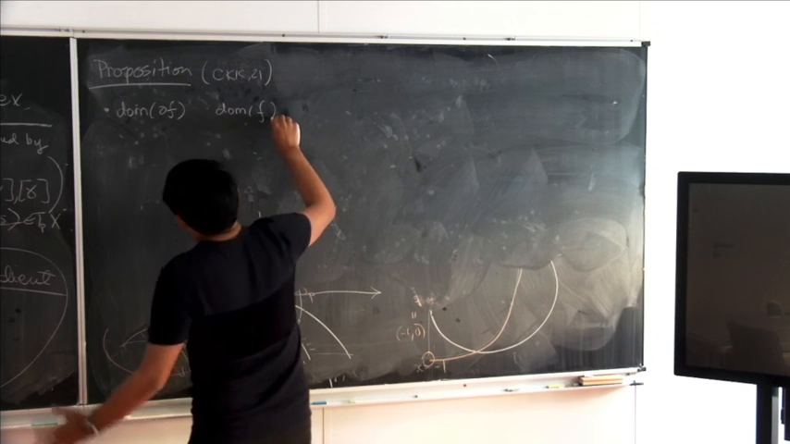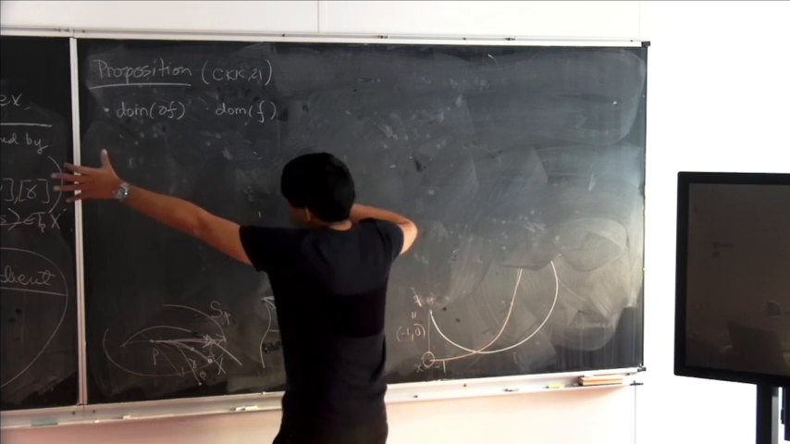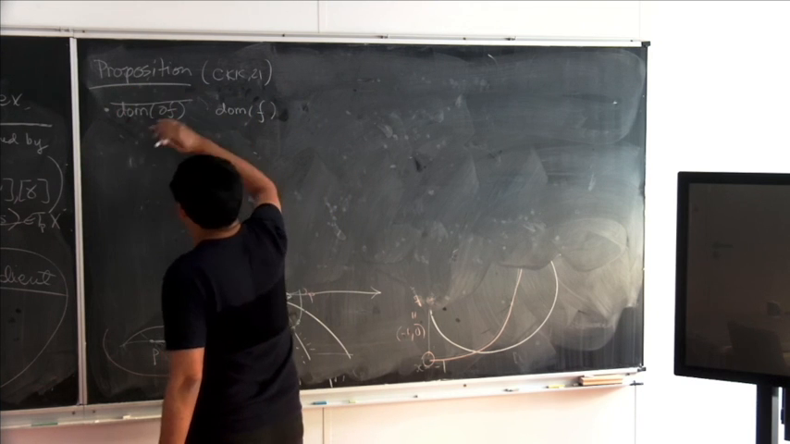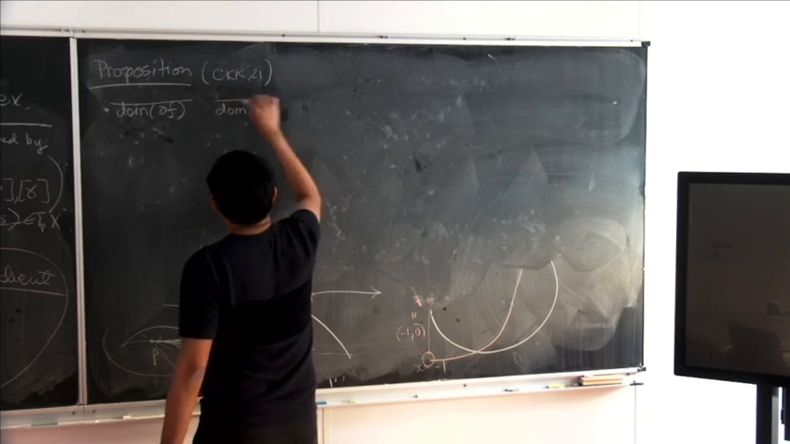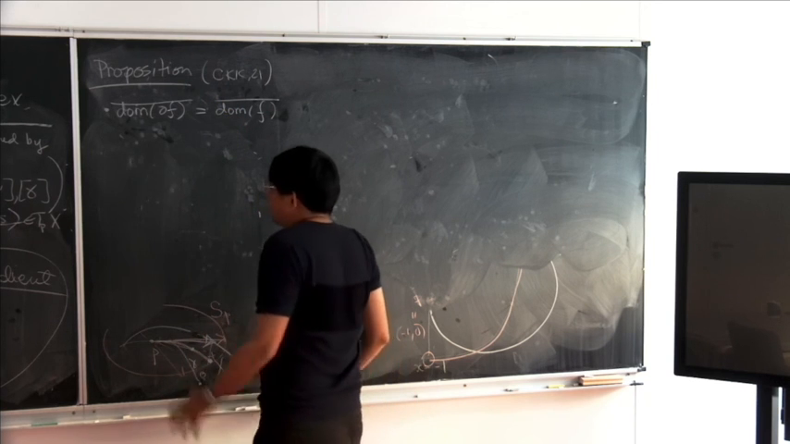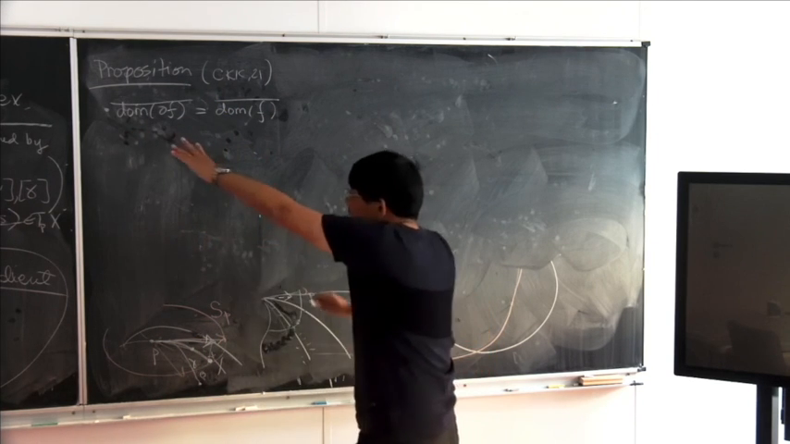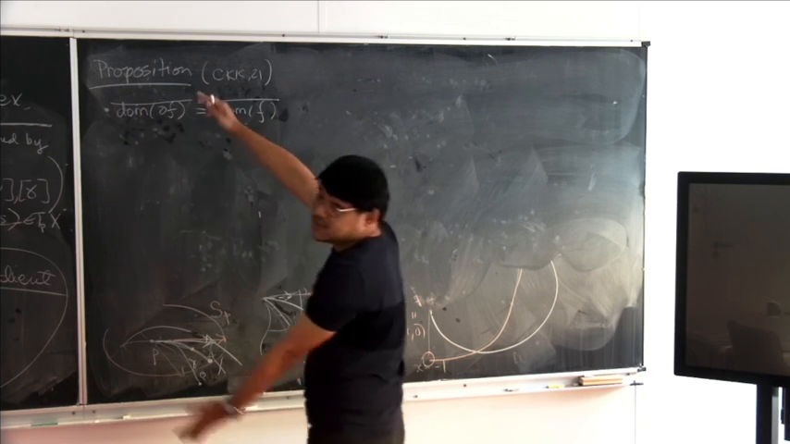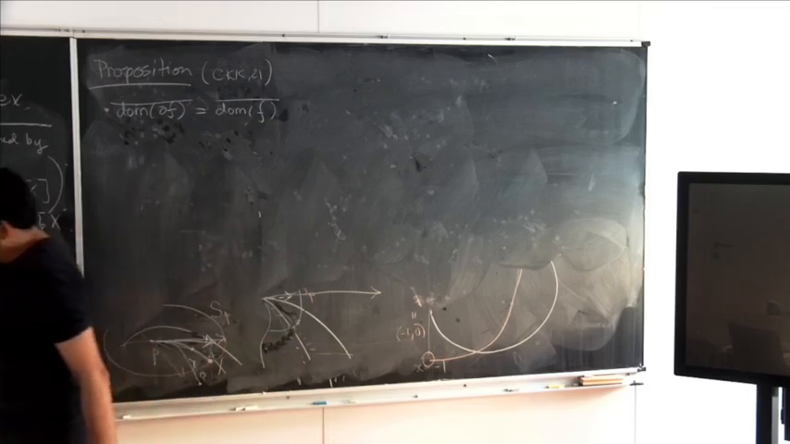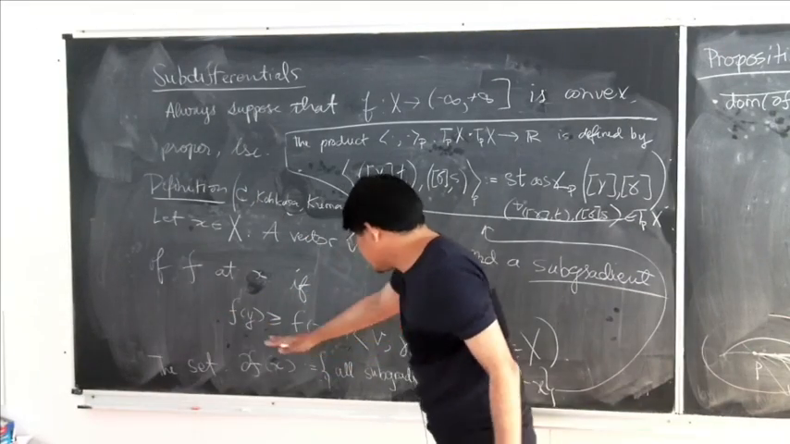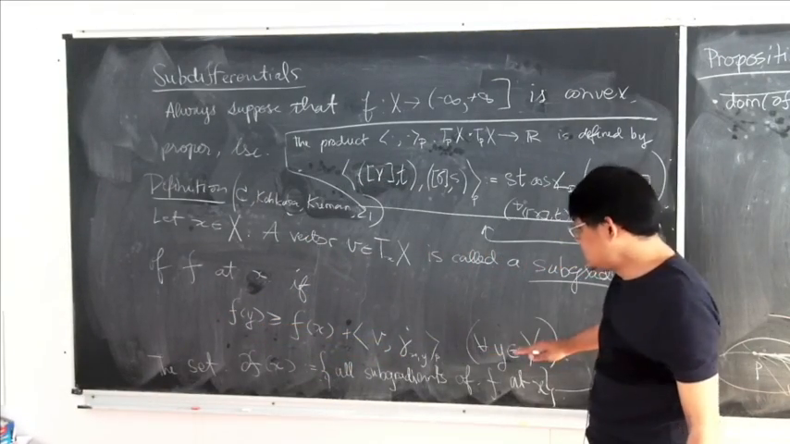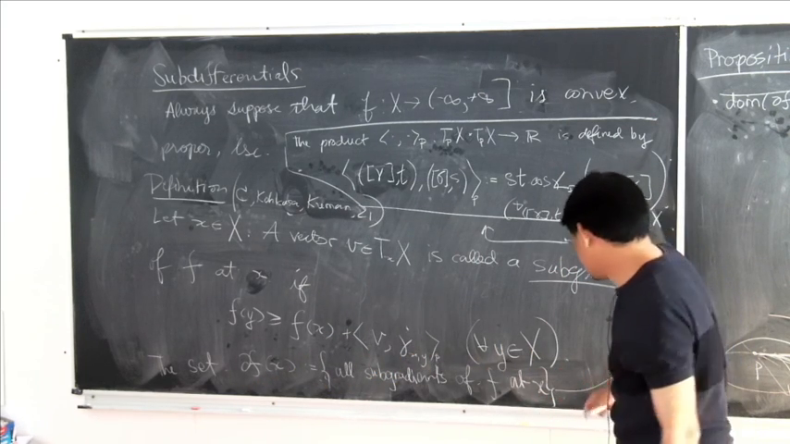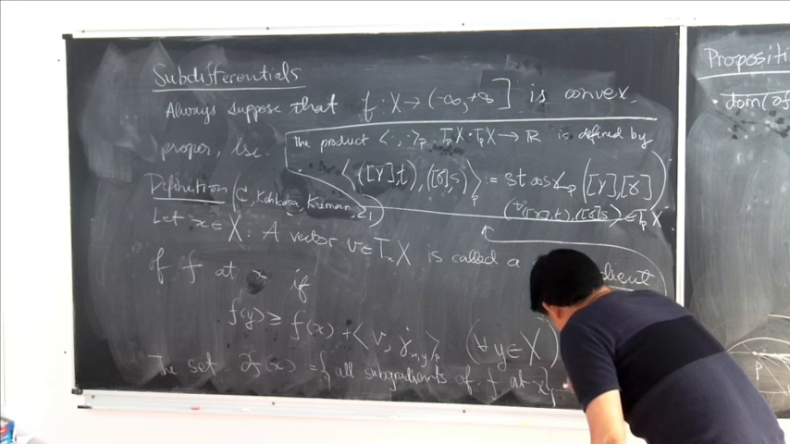So dense means, okay, I will say in simple words that when we take the closure of this and the closure of this, they are the same. Actually, this is a subset of this. The domain of this means the set where the subdifferential is non-empty. This is the definition of a subgradient. This is the definition of the subdifferential. This set here is called a subdifferential.